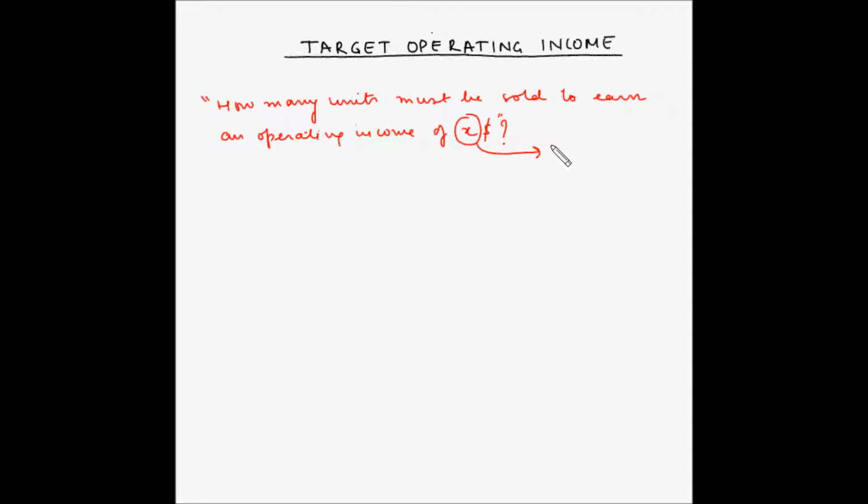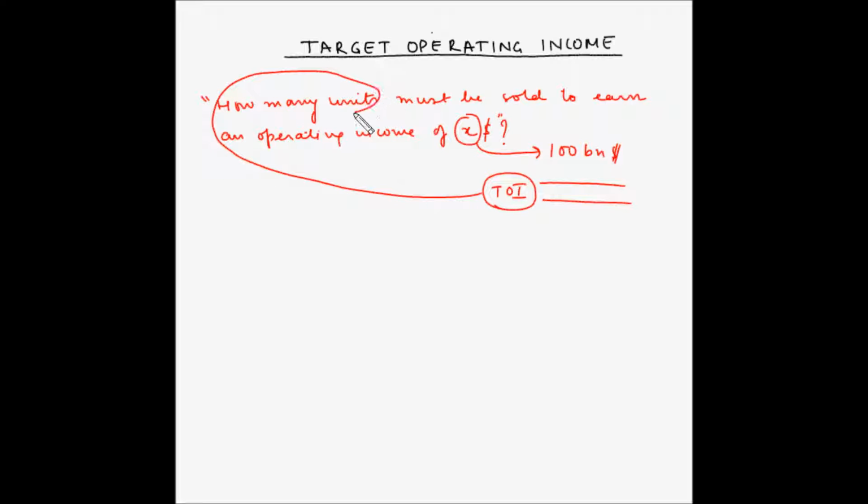Let's say they said, okay, we want to become a $100 billion company. So then they reduce the expenses and come up with a target operating income. And then in order to achieve this target operating income, they want to find out how many units they should sell.